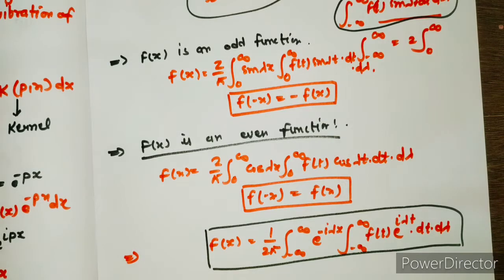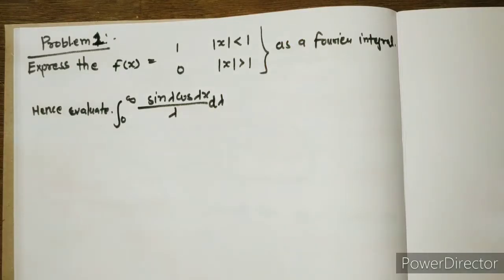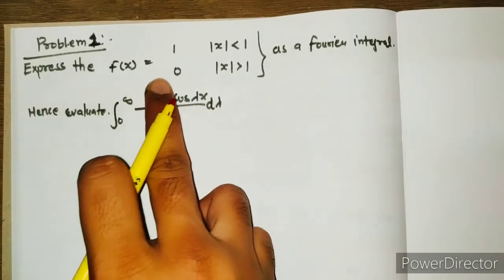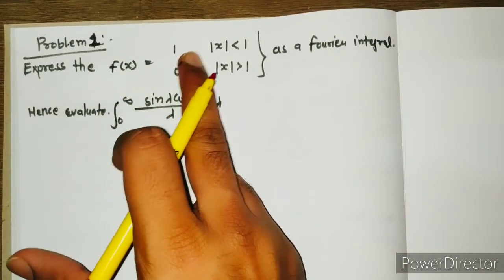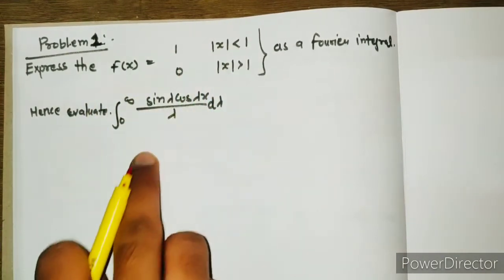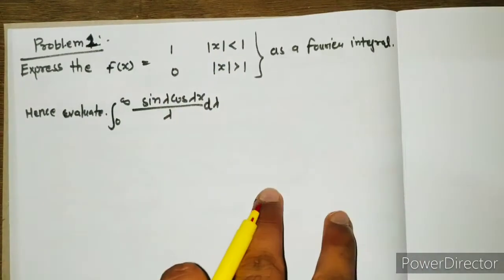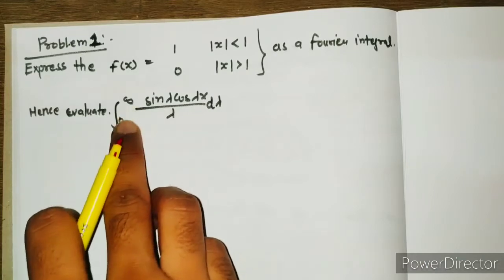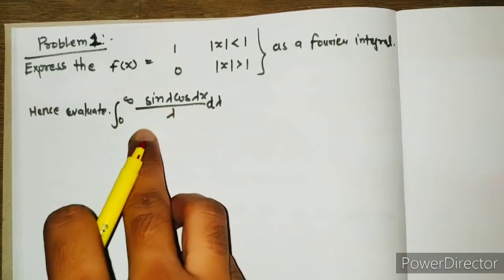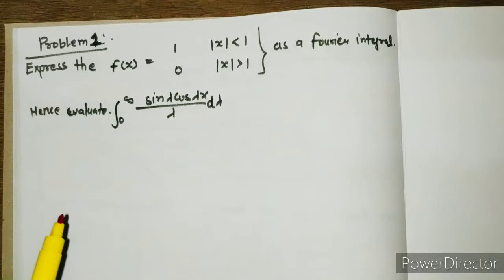Let's consider a basic example. Problem first: express the function f(x) equal to 1 when mod x is less than 1 and 0 when mod x is greater than 1 as a Fourier integral. Hence evaluate the integral from 0 to infinity of sin lambda cos lambda x upon lambda d lambda.